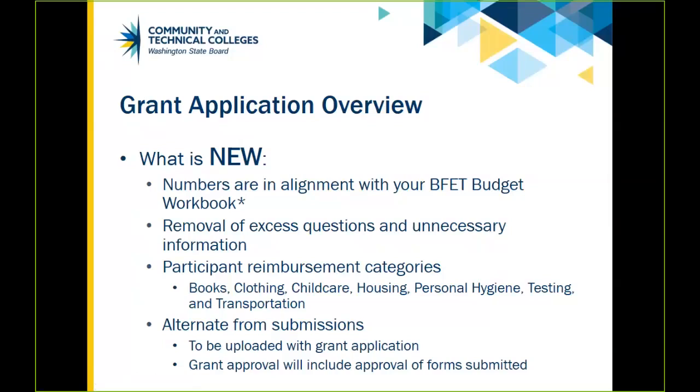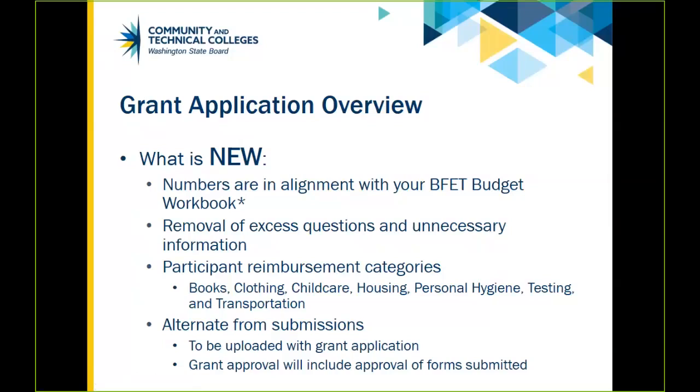Personal hygiene, there is a $600 per program year cap. This is to include soaps, body wash, deodorant, haircuts, etc. Testing, there is no cap. This is to include all educational credential testing, reasonable accommodations, driver's licensing, CDLs, background checks, fingerprinting, etc. Transportation, $1,400 per program year cap, and this is to include gas cards, bus passes, automobile/bike repairs.